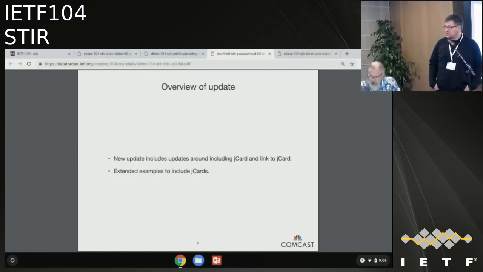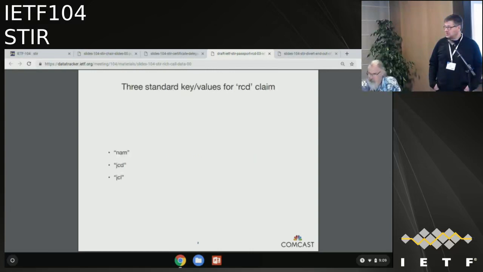So now we have three standard key values inside the JSON object for RCD. Name, which is mandatory; jcd and jcl. jcd is the embedding of the jCard directly in the JSON object. jcl is a URL to a remotely retrievable jCard.